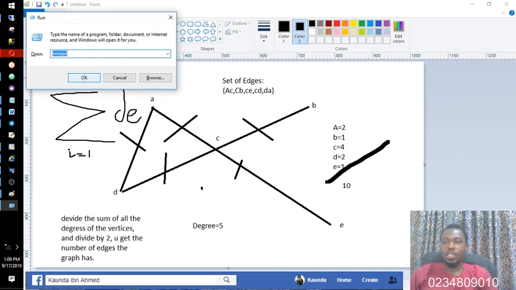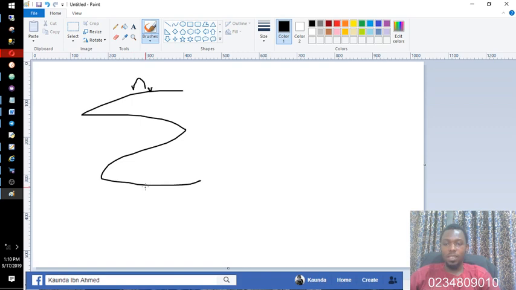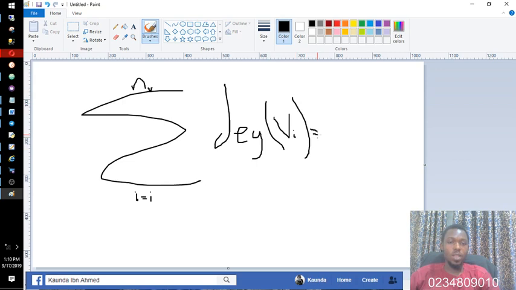let me get this on another sheet. So we have the summation over the vertices, starting from i equals 1, of the degree of your vertices. For all the vertices, it should always give you an even number. And that number, when you divide it by 2, gives you the edges. That number is always twice the number of edges you have. So you want to get the edges, then you divide it. So it's always twice your edges.